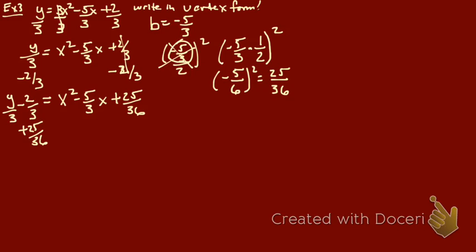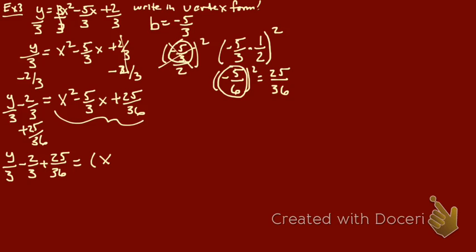Now, over here on the left, let's try to be organized. We have y over 3 minus 2 over 3 plus 25 over 36 equals this perfect square trinomial, which I know can be factored into the quantity x. Now remember, the b value cut in half turned out to be that guy right there. So it's just going to be minus 5 over 6 quantity squared is what it factors into.